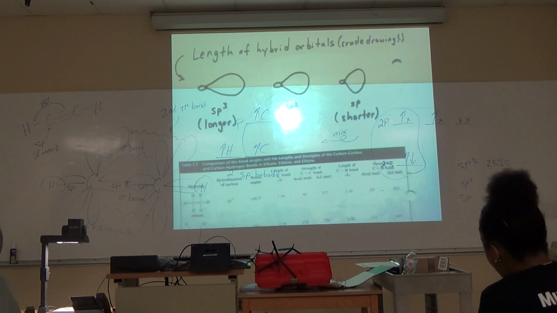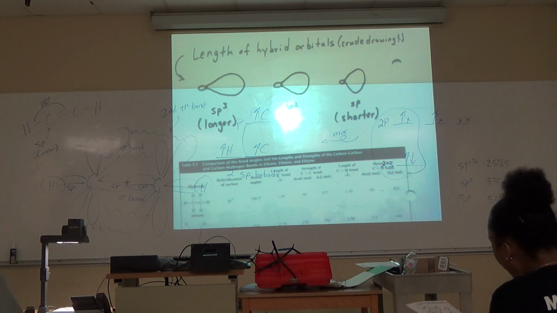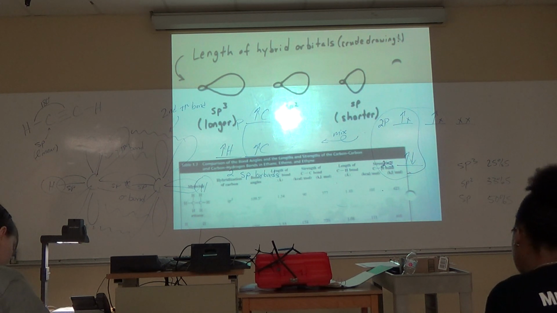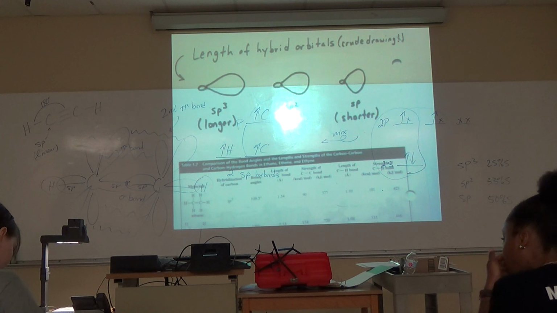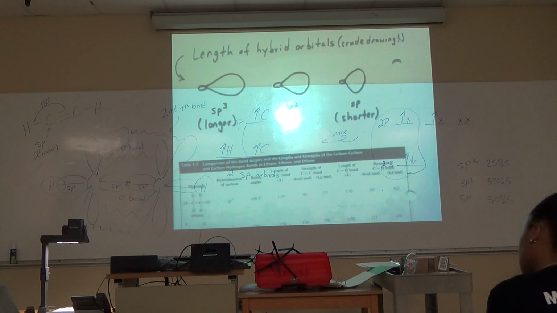Which hybrid is going to make the longer bond? sp3, the longer orbital. Which hybrid is going to make the stronger bond? sp. A couple of reasons, I reckon. One, it's shorter. Shorter can make stronger bonds. But I would probably say instead, which orbital is lower in energy? sp, more s character. The lower energy orbitals typically make stronger bonds.